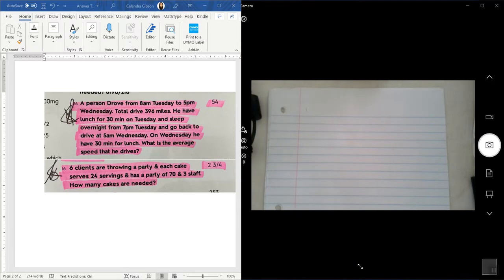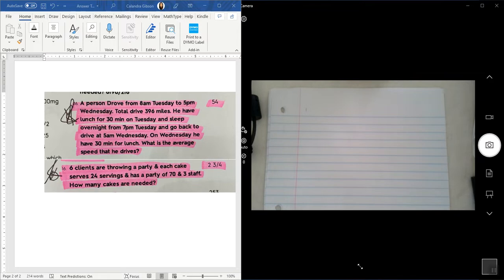So I want to start off with problem 26. It says a person drove from 8 a.m. Tuesday to 5 p.m. Wednesday. Total drive was 396 miles. He had lunch for 30 minutes on Tuesday and slept overnight from 7 p.m. Tuesday and went back to drive at 5 a.m. Wednesday. On Wednesday, he had 30 minutes for lunch. What is the average speed that he drives?